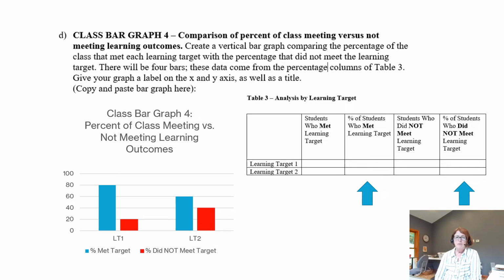80% met the target. So if you had said in your learning target 80%, then you would be feeling pretty good about that. But learning target 2, only 60% met and 40% did not meet. So you'd have to do a little work on learning target 2.